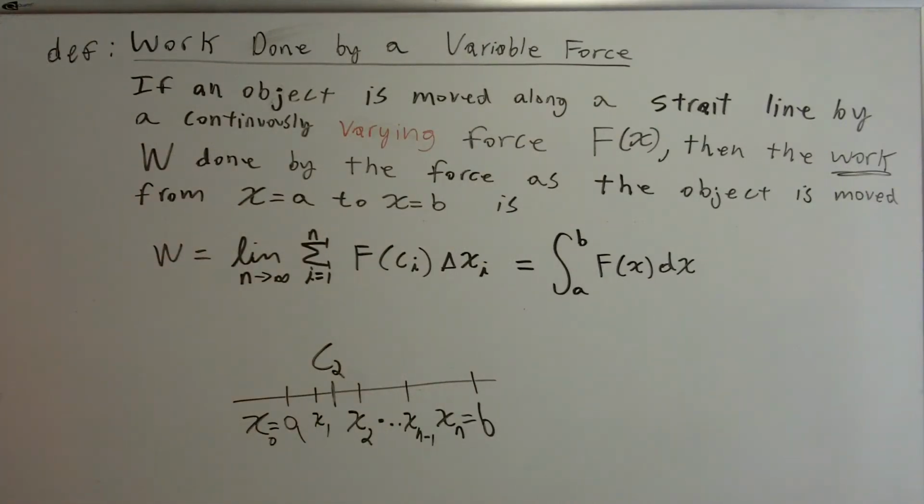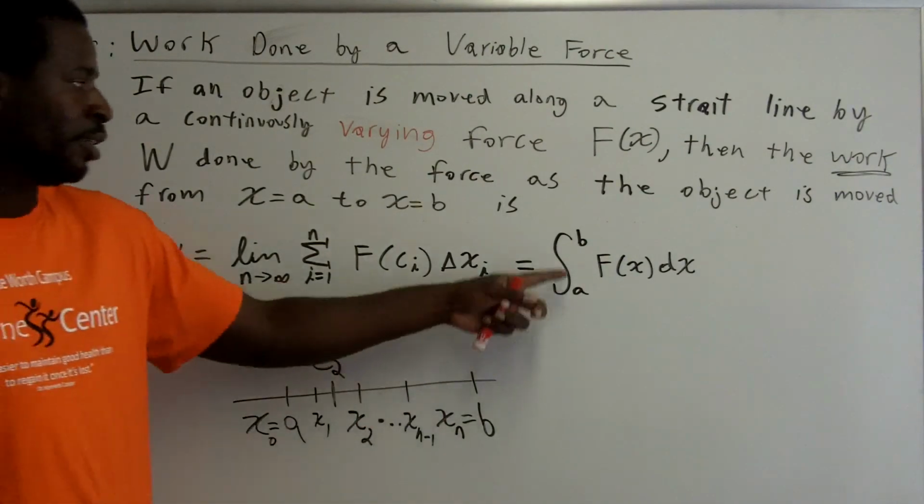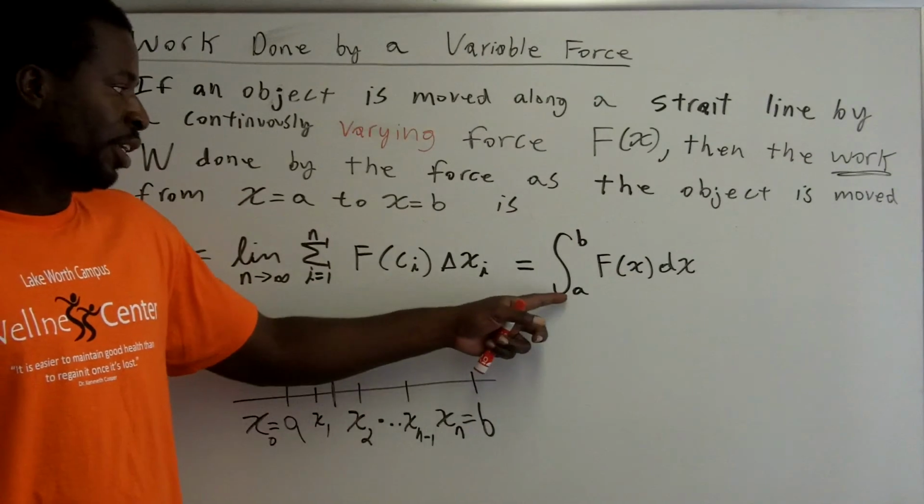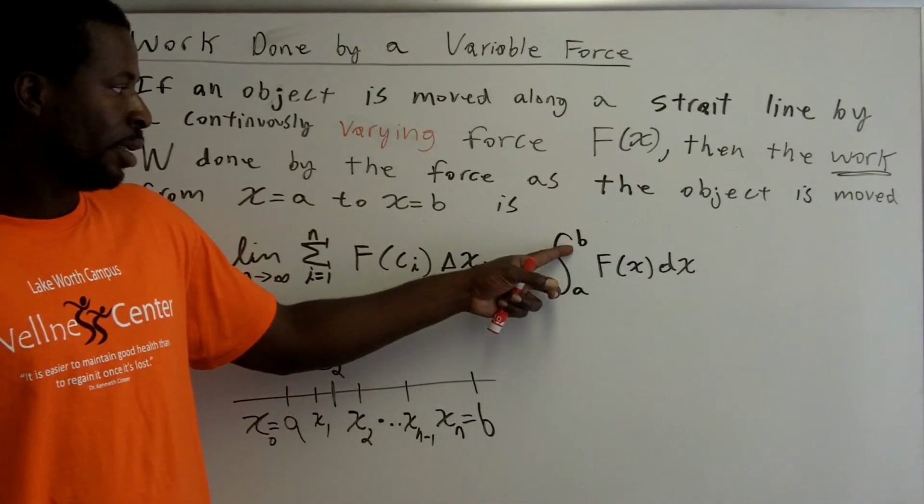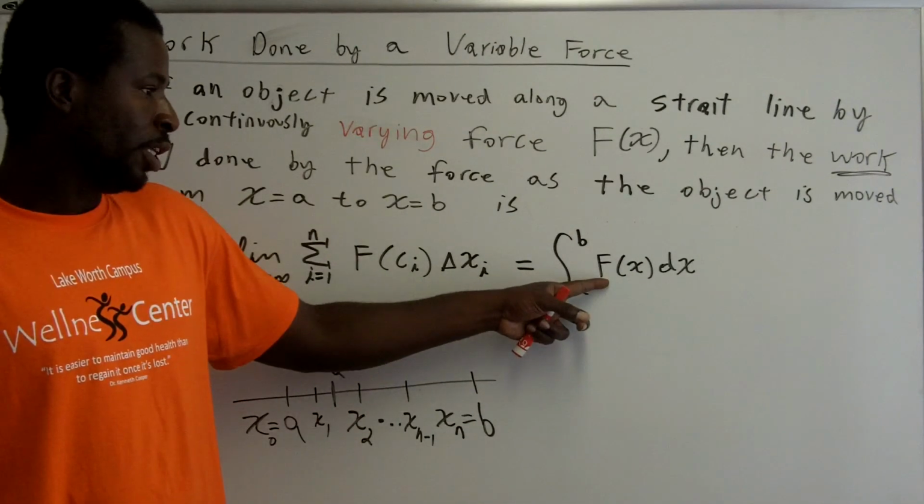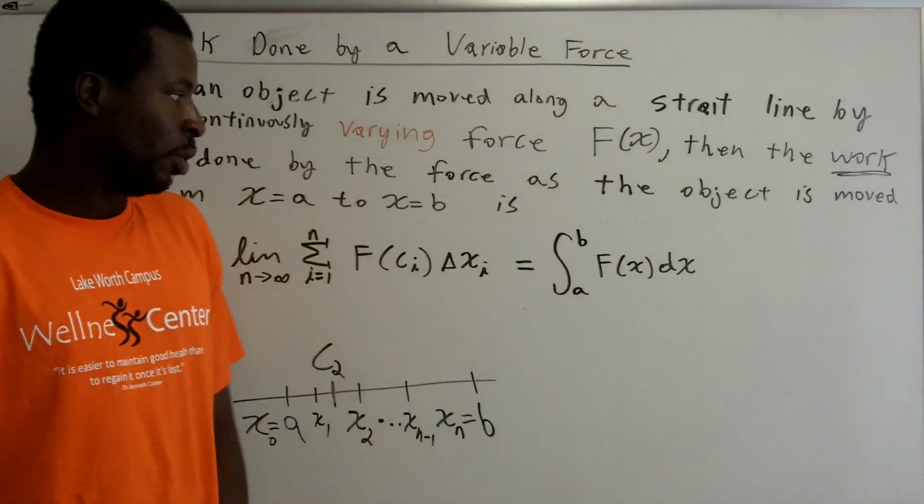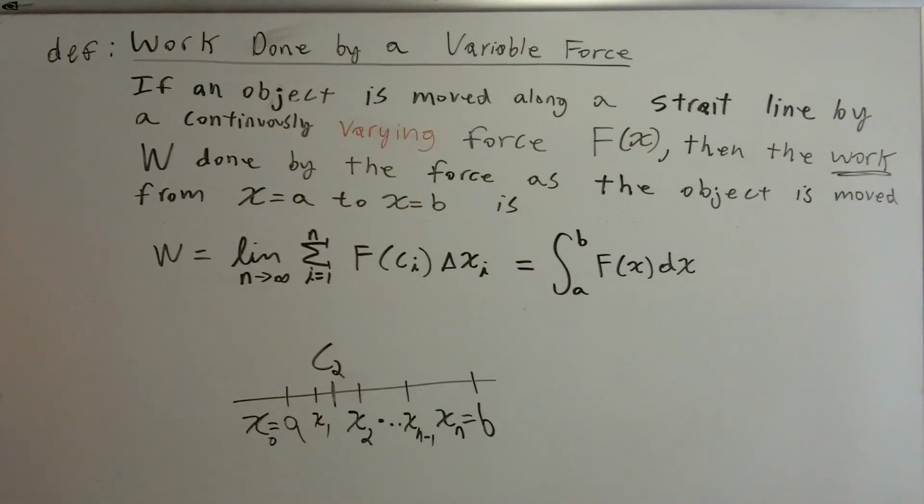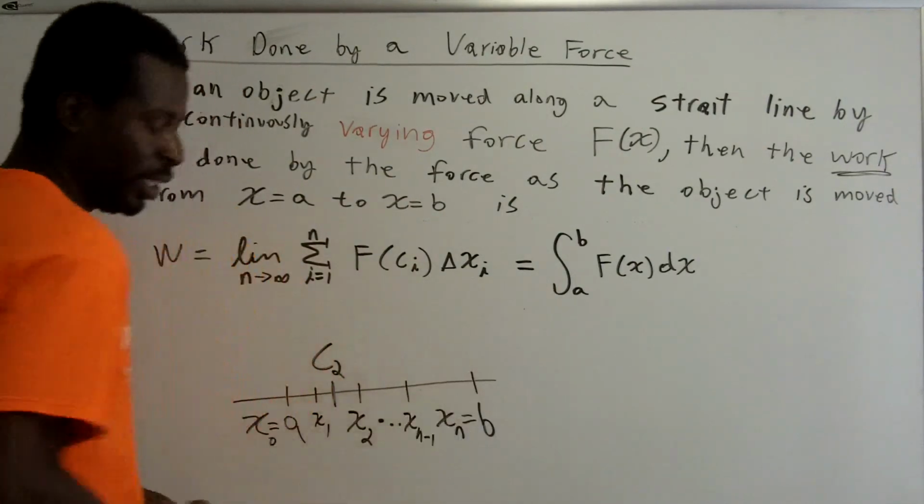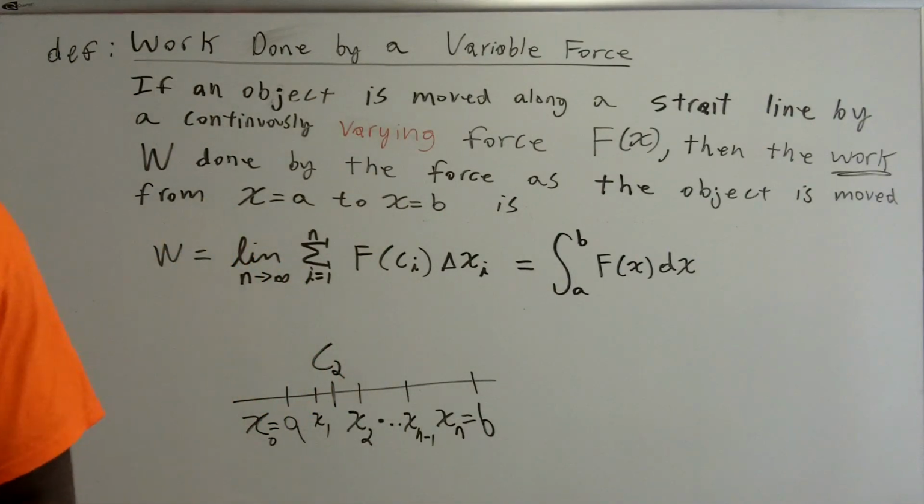So in order to find the work done by a varying force over a distance from a to b, what we have to do is integrate from a to b the force with respect to the distance. So this is the definition of the work done by a variable force.